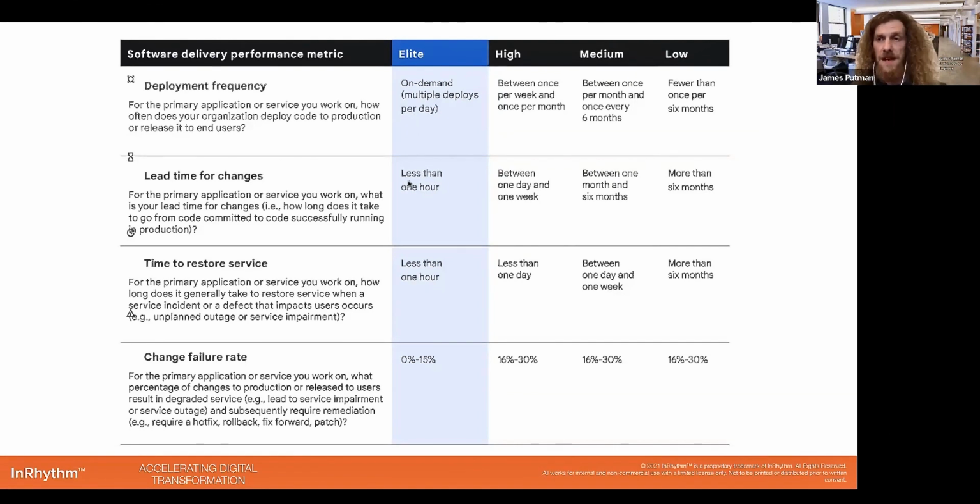Lead time for changes, less than an hour. So how long does it take for that change to get from committed code out to production?